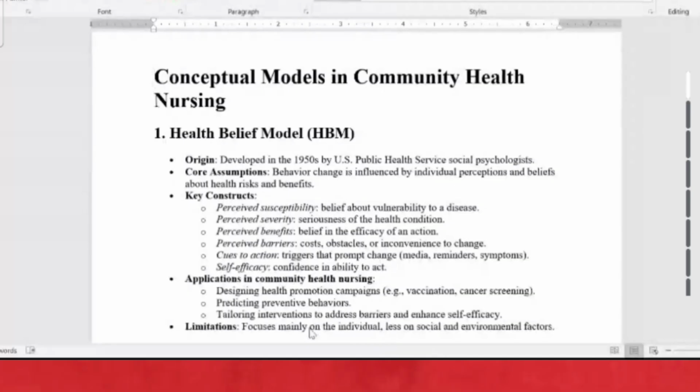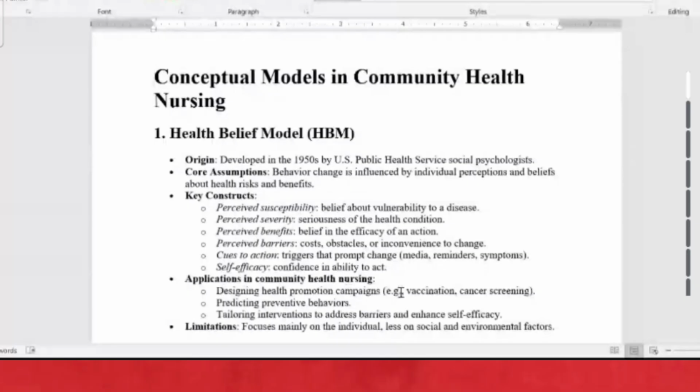1. Perceived susceptibility, beliefs about vulnerability to a disease. Perceived severity, seriousness of the health condition. Perceived benefits, the efficacy of an action. Perceived barriers, cost, obstacles, or inconvenience to change. Cues to action, triggers that prompt you to action, like media or symptoms. Self-efficacy, confidence in ability to act.